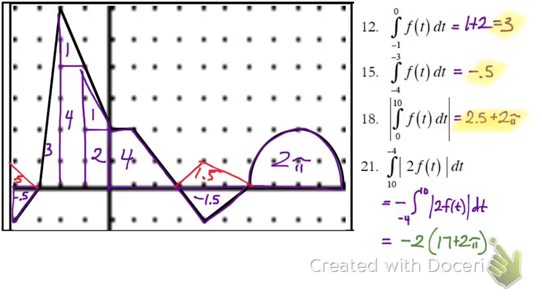So if we make it negative and distribute the negative 2, this would give us negative 34 minus 4 pi. And that's the final answer. So again, all the y values get multiplied by 2, which means our area is multiplied by 2. And because it was written upside down from the very beginning, we had to fix that by making it a negative.